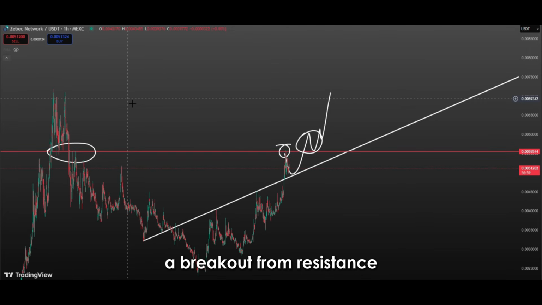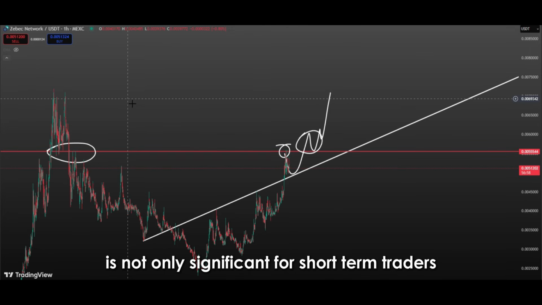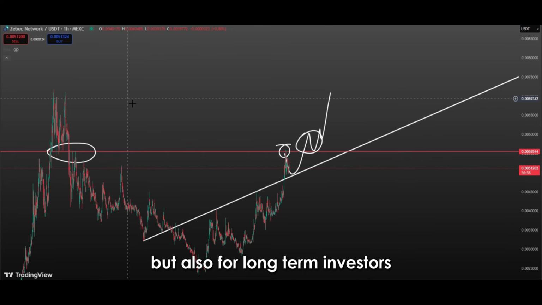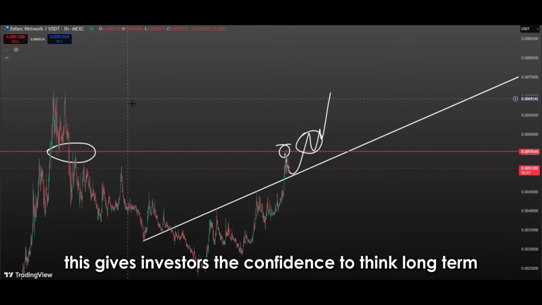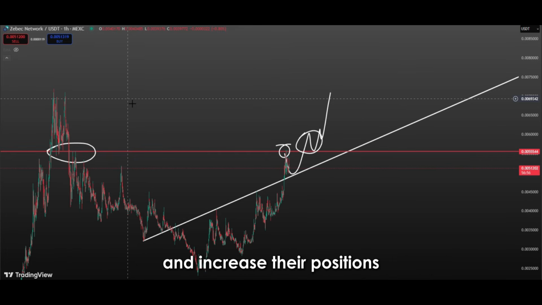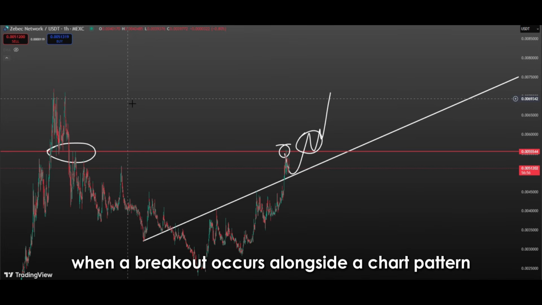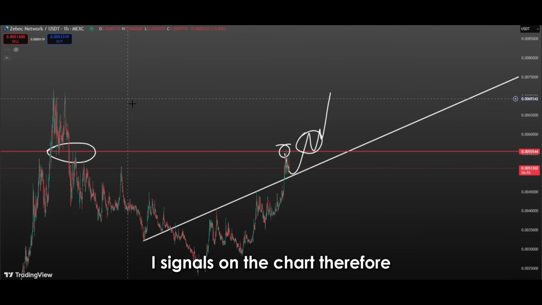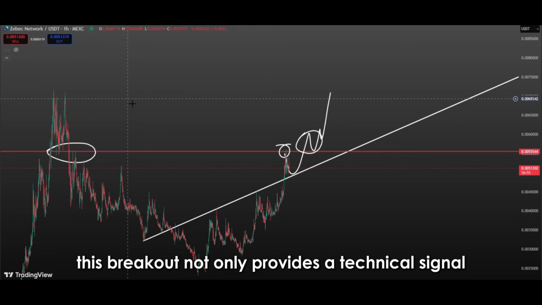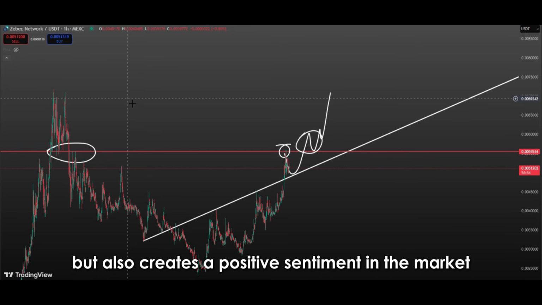A breakout from resistance is not only significant for short-term traders, but also for long-term investors. When the price clears a level, it means that level is now in the past and a new trend has begun. This gives investors the confidence to think long-term and increase their positions. Especially when a breakout occurs alongside a chart pattern, it generates more reliable buy signals on the chart. Therefore, this breakout not only provides a technical signal, but also creates a positive sentiment in the market.